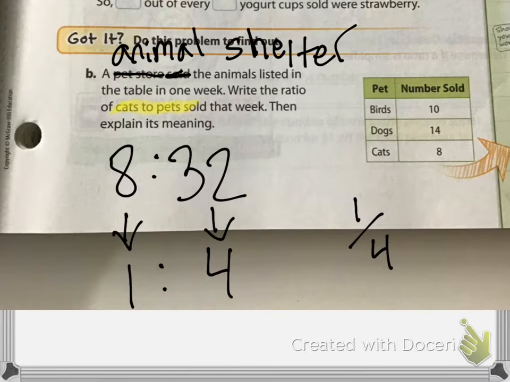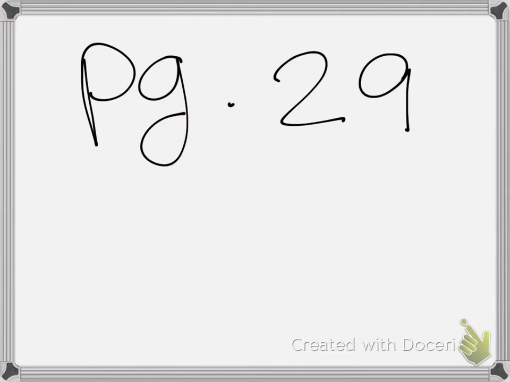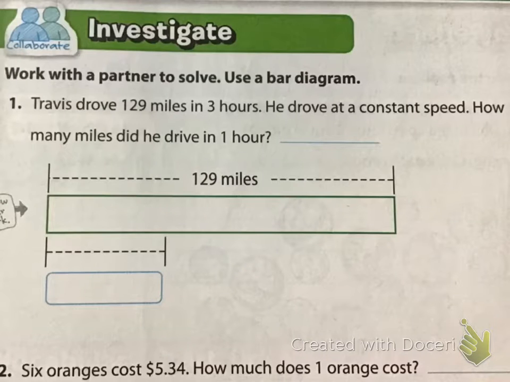So it says, explain its meaning. Who can tell me what that fraction means? Hannah? It means 1 out of every 4 pets is a cat. Exactly. 1 out of every 4 pets adopted was a cat. Great job. I want you guys to open to page 29.